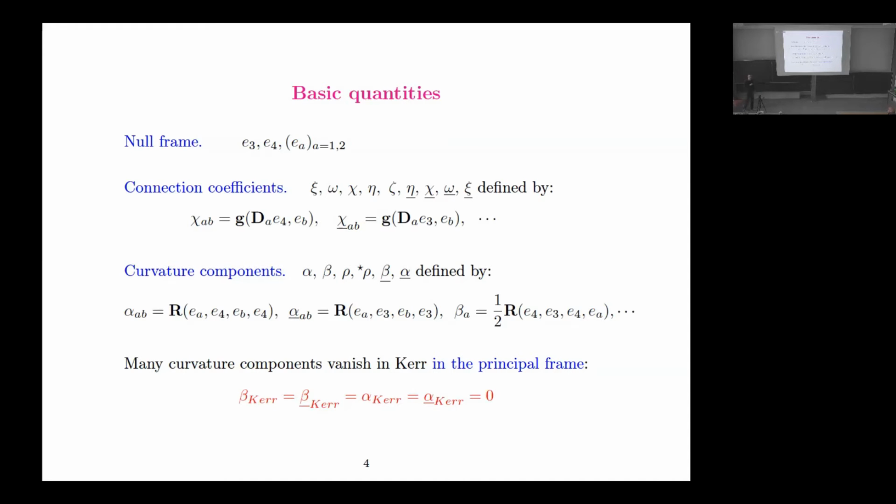Okay, so this is why you want really to linearize your objects. You want to think of perturbations of the principal null frame. This is exactly to achieve all these cancellations, which will be very useful when analyzing the system.